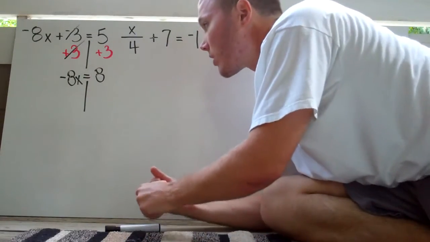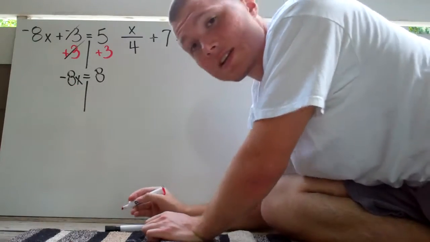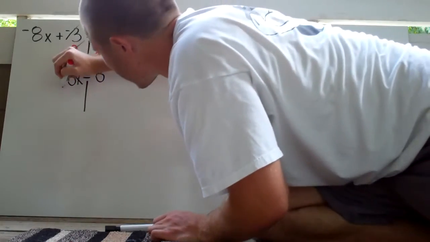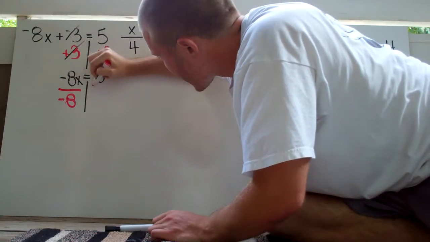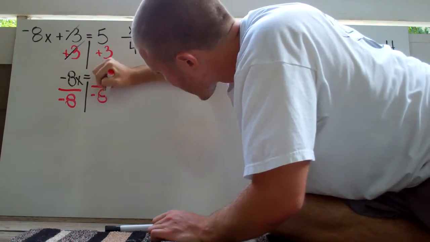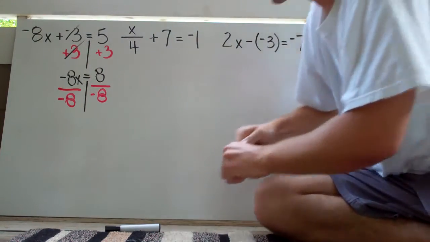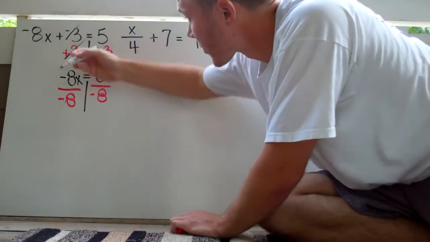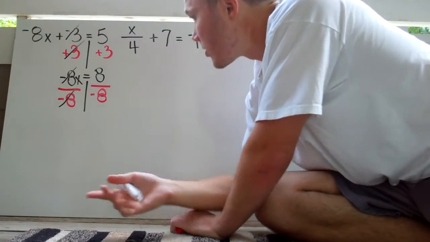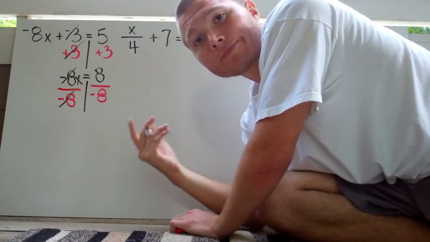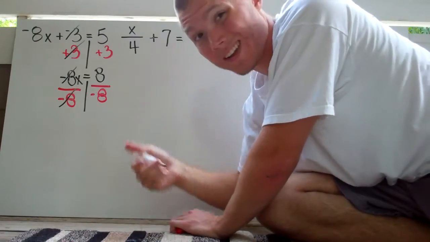Alright, so the opposite of times negative 8 is going to be divided by negative 8. So divided by negative 8, and this side divided by negative 8. That's an ugly looking 8. Alright, but we'll deal with it. Negative 8 divided by negative 8 is going to be positive 1. So I'm going to be left with 1x. But we don't need that 1, so I'm just going to write an x in there. Okay.